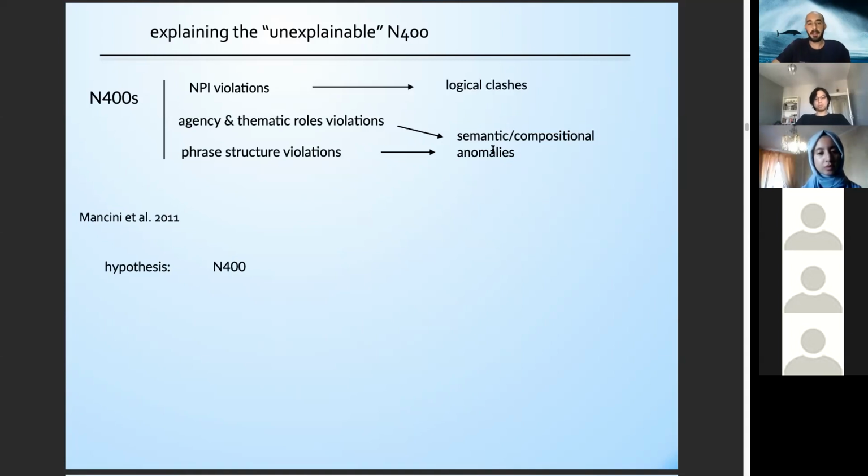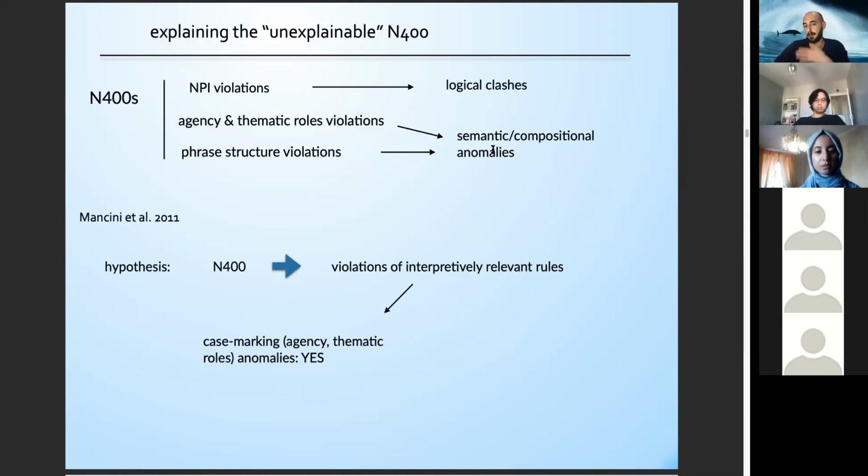So this hypothesis actually has been pointed out by Simona Mancini, where she proposed in this paper that you get an N400 when you have a violation of grammatical rules that are relevant for interpretation, okay? For instance, case marking of agency and thematic roles. Yes, that is relevant for interpretation, because these kinds of syntactic-semantic features are very important for interpreting stuff.